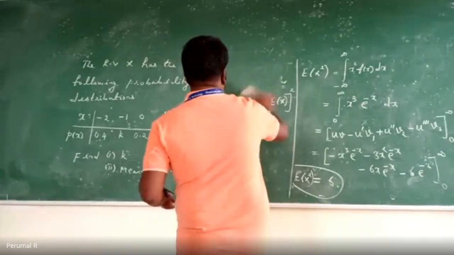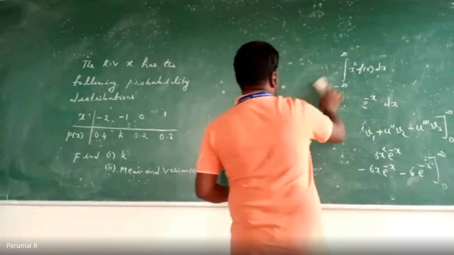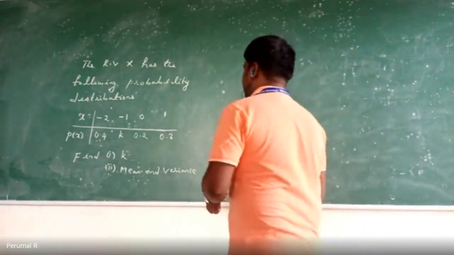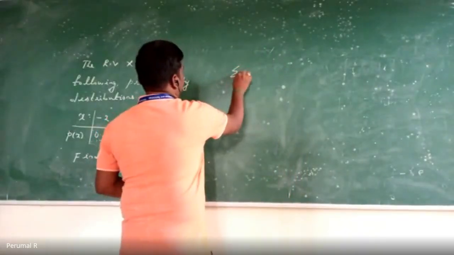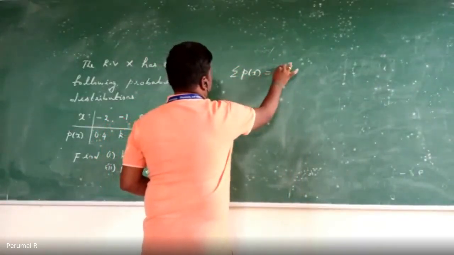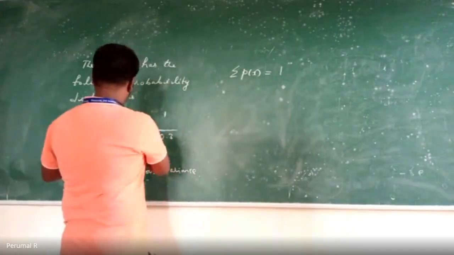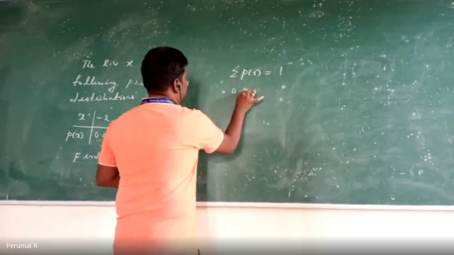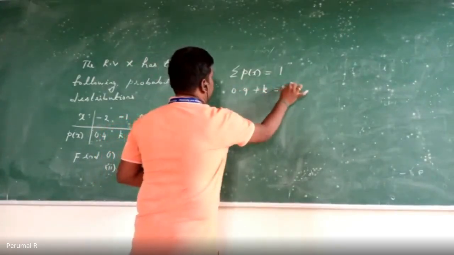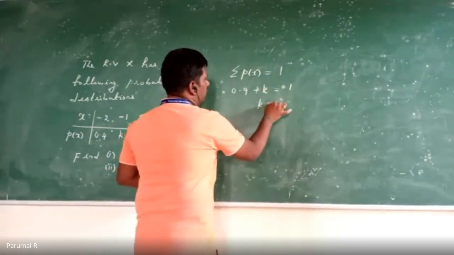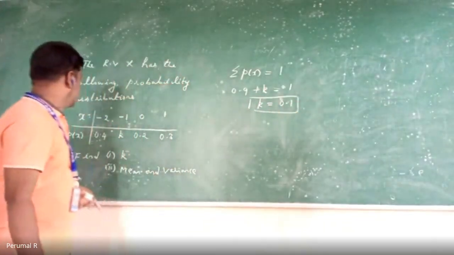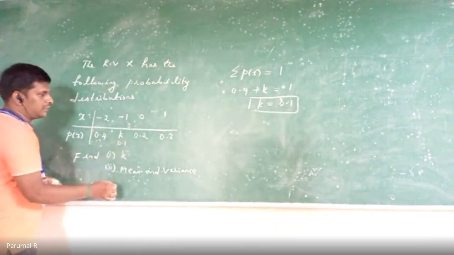So how to get the value for K? The sum of all probability values should be equal to 1. Using that condition, you can easily get the value. So the sum of all your probability values is equal to 1. Therefore, you have 0.4, 0.6, then 0.9. So 0.9 plus K equals 1. Therefore, K equals 0.1.